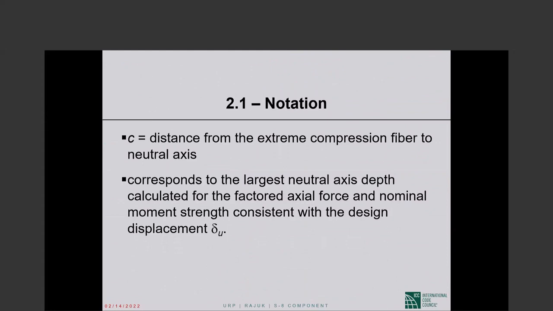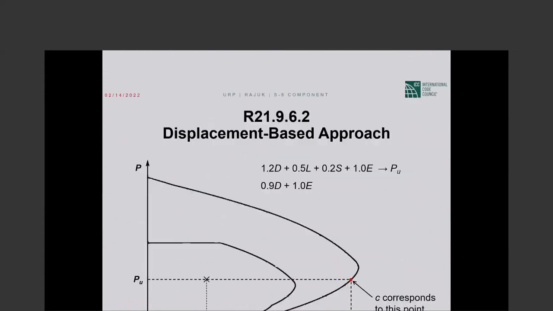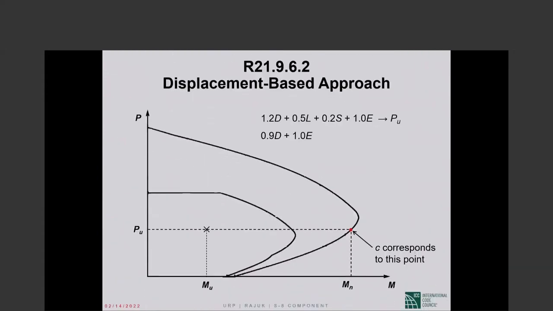The calculated neutral axis depth C, the notation just says distance from extreme compression fiber to neutral axis. That doesn't tell you anything. Corresponds to the largest neutral axis depth, and then there is commentary which is helpful. Anyway, let me tell you, this is extremely important what this calculated C is, what it exactly is.